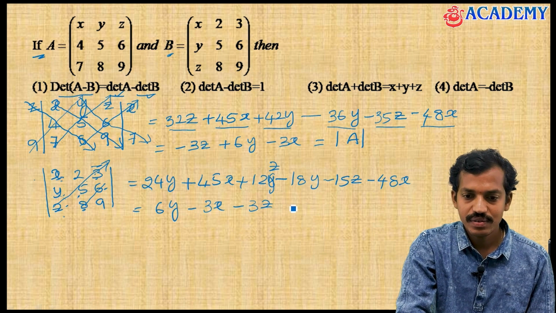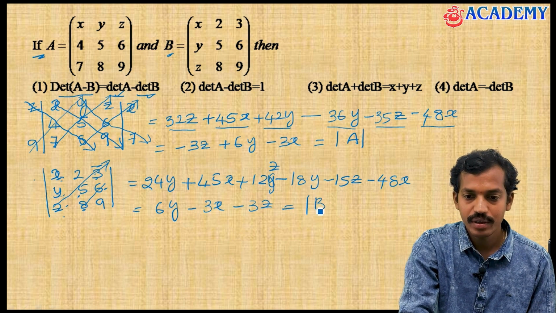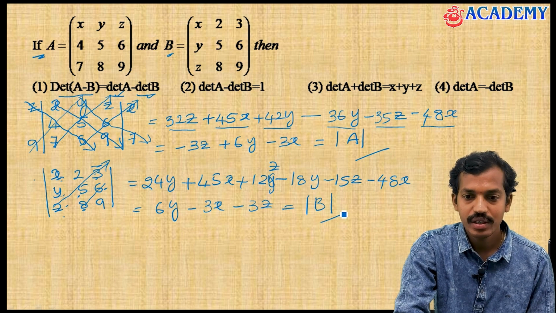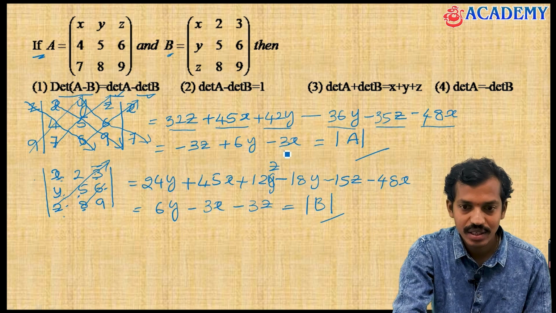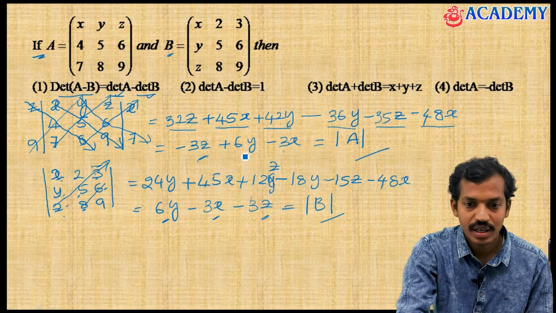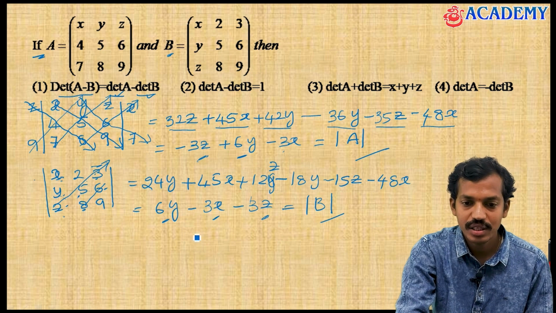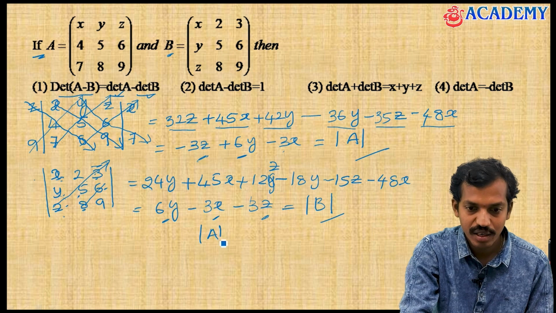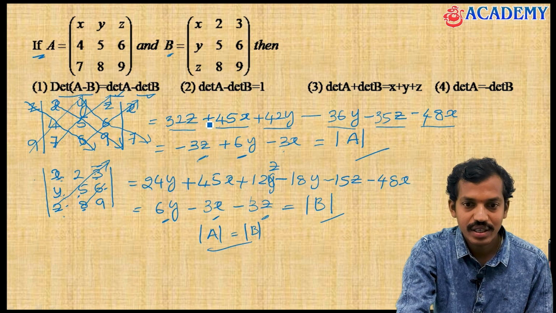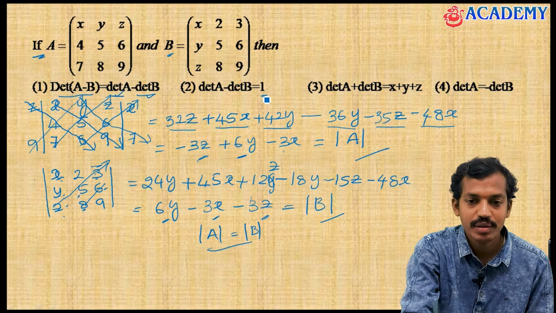Now see, this is the determinant of B and this is the determinant of A. If you observe, minus 3x here and minus 3x there, minus 3z here and minus 3z there, and 6y and plus 6y. So simply we can say determinant of A equals determinant of B. This condition, determinant of A minus determinant of B, is always equal to 0, but not 1.